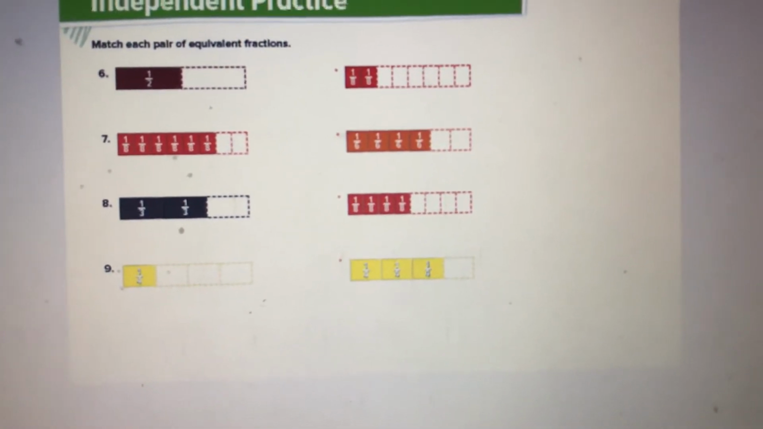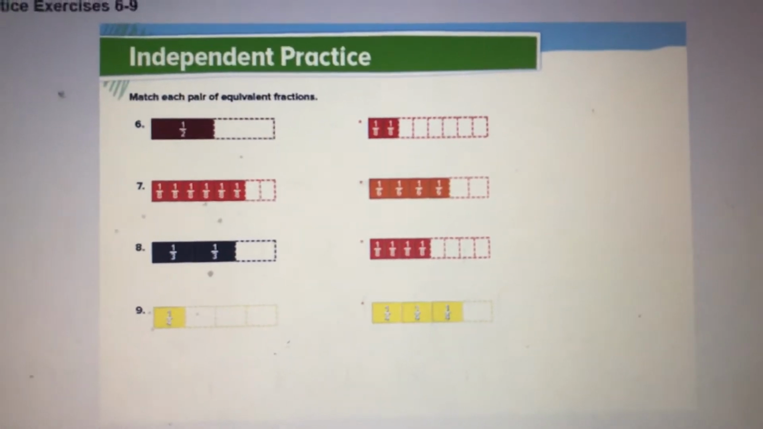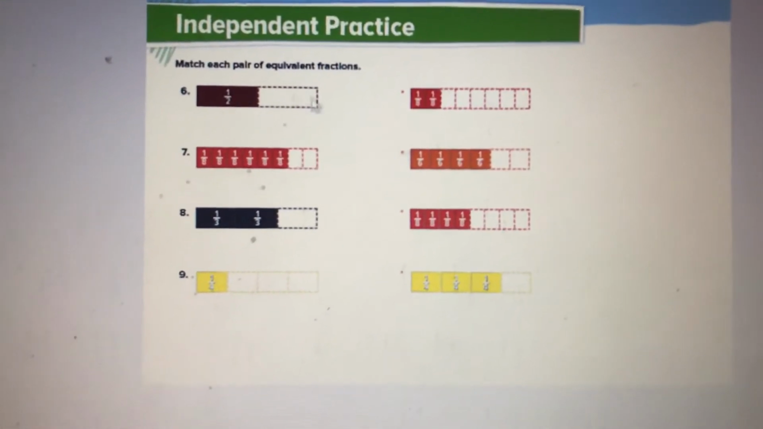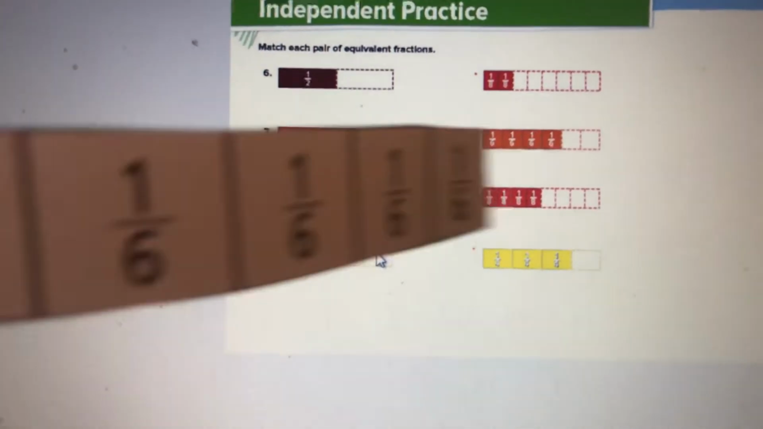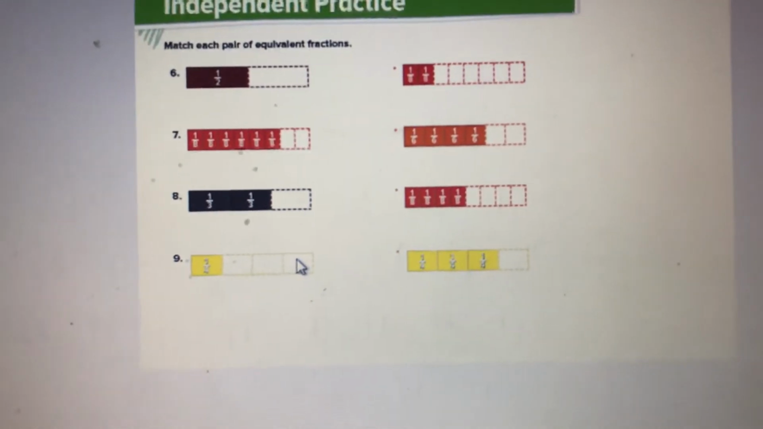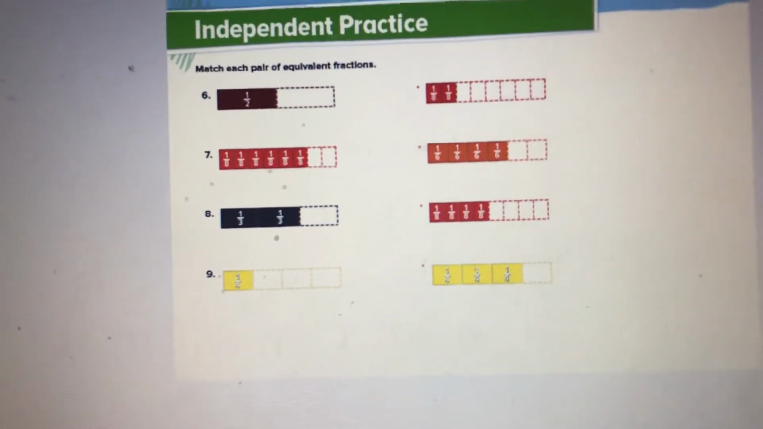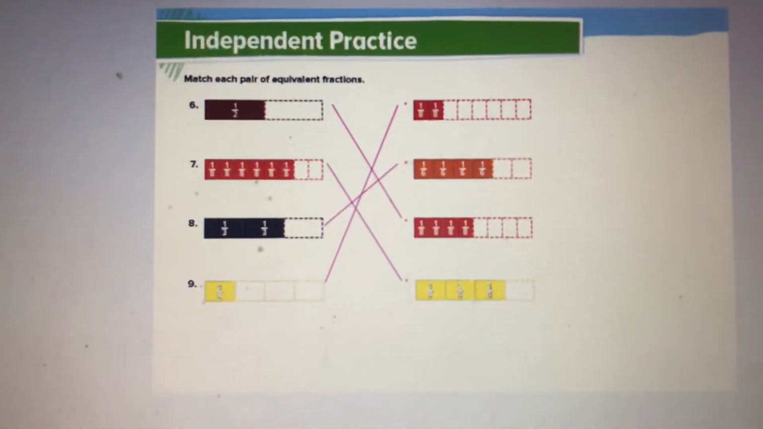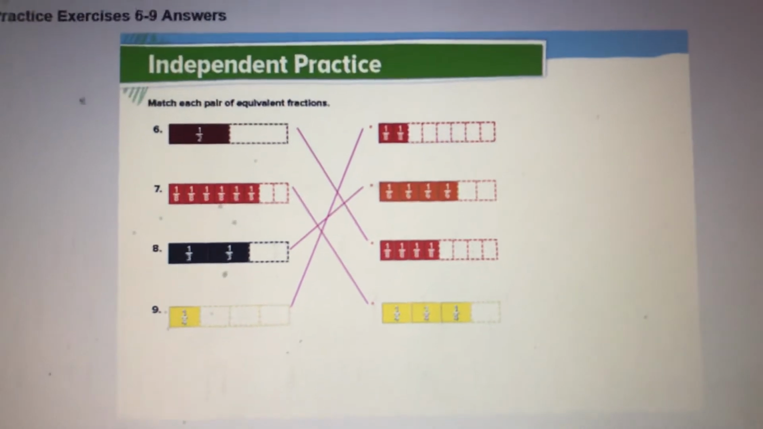All right, now you have to match each pair of equivalent fractions. If this is confusing to you, you can pretty much eye it and just see which one goes where. But if it's confusing, during this time use your strips, match them up and see if that helps you. Okay, pause the video if you need to. Okay, I'm going to give you your answers. Don't just write them in. Hopefully you got them right. Give yourself a pat on the back if you got them right.